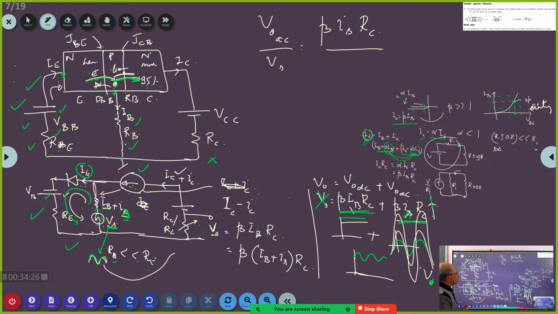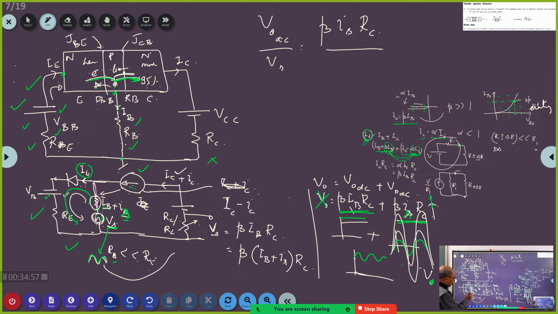What is IS? See here, what is VS? VS is a small signal that I have introduced here, a small voltage that I have introduced. That small voltage is giving rise to this current. So whatever current is rising because of this, that current will drop across this resistor. Correct?